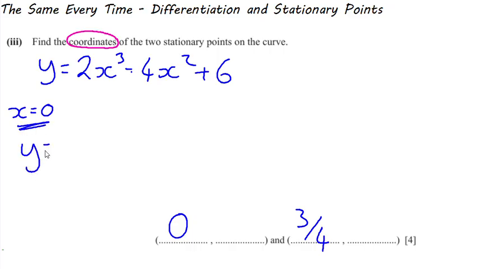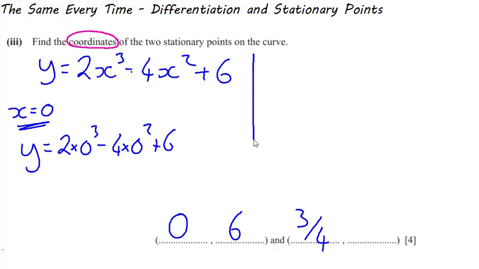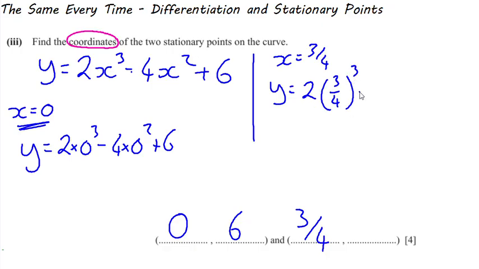So when x equals 0, y equals 2 times 0 cubed minus 4 times 0 squared plus 6. Well, that's all going to be 0 apart from the 6, so there's the 6 just there. And the other possible answer was x equals 3 over 4. So when x equals 3 over 4, y equals 2 times x cubed. So 2 times 3 over 4 cubed minus 4 times x squared and then plus 6. Type it into your calculator exactly as it looks.